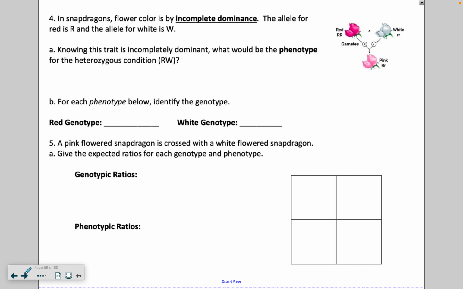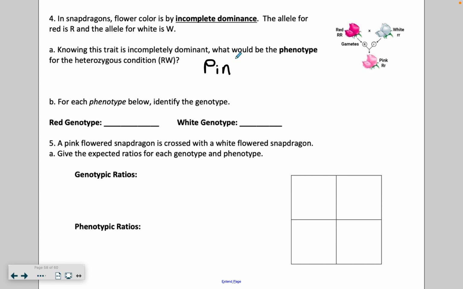There's a Punnett square at the bottom that you will do on your own. Moving on to the second page. In snapdragons, flower color is by incomplete dominance. The allele for red is capital R, and the allele for white is capital W. Remember, in incomplete dominance, the heterozygous is a blend. You can see in this picture that a red flower crossed with a white flower ends up with pink. It says, knowing this trait is incompletely dominant, what would be the phenotype for the heterozygous condition? Please write pink.